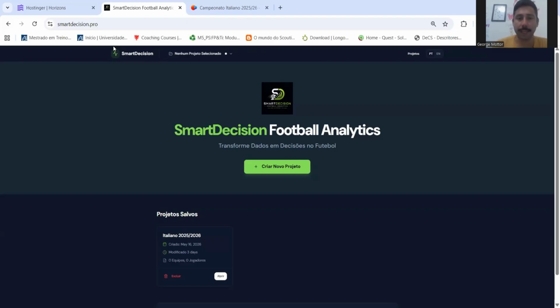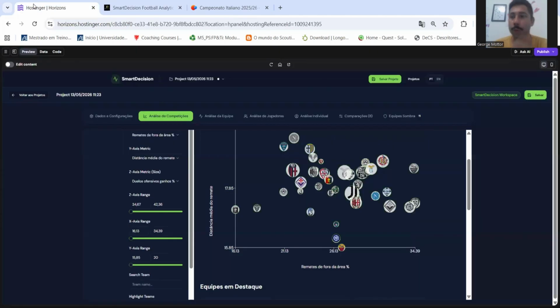So this is SmartDecision Football Analytics. It's a tool that I created. If you don't already know me, my name is Jorge Motor. I have a master's degree in big data and game analysis and scouting from the European University. Okay. Therefore, I created this tool to partially address the limitations of the old tabloid system. The reason is that existing tools, not being specifically developed for football, require significant effort as they are resource intensive and time consuming to adapt to the demands of this sport.